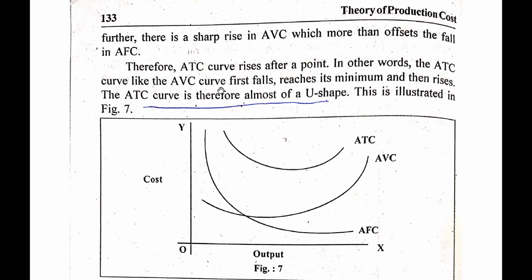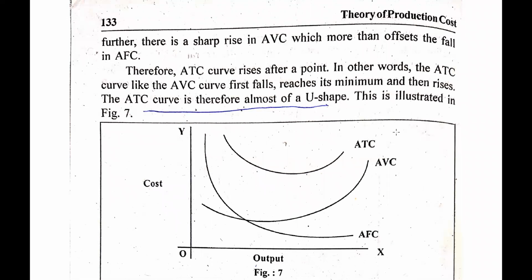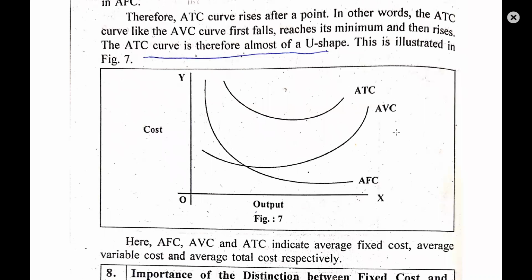In other words, the average total cost curve, like the average variable cost curve, first falls, reaches its minimum, and then rises. The average total cost curve is therefore almost of a U shape. This is illustrated in figure 7. So guys, no need to be confused about all the explanation given in the book. You just need to see the figure given here and understand it clearly.